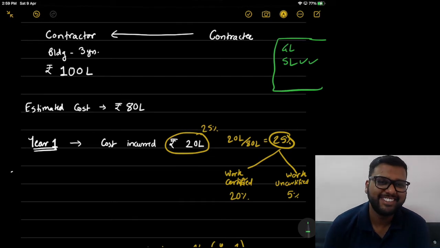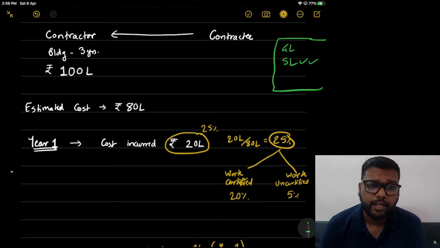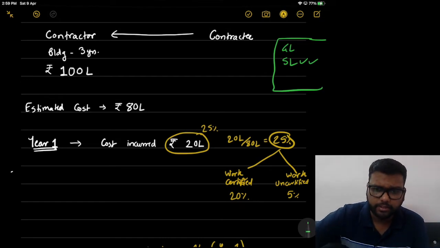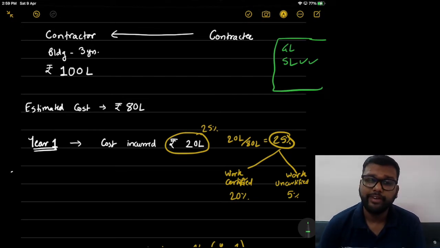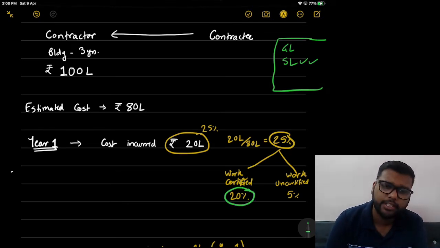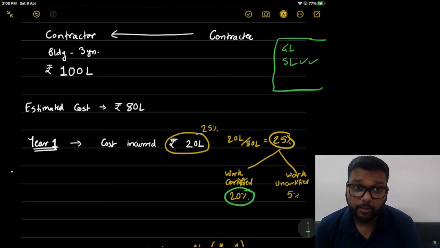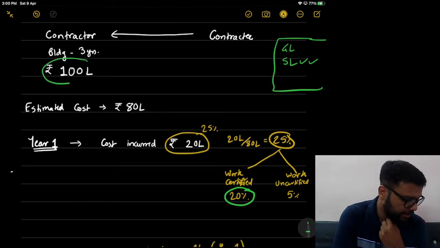Okay, let's see. Consider carefully. Contract T has certified only 20% work. So tell me, do we have right to receive 25% or 20% in this year? 20% only, because we have agreed that the contractor will come and certify the work. That means we have right to receive only 20% in this year. If we have right to receive only 20% in this year, what is going to be our revenue? 100 lakhs into 20%. Is that correct?